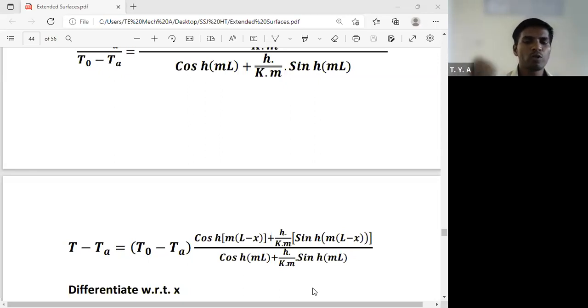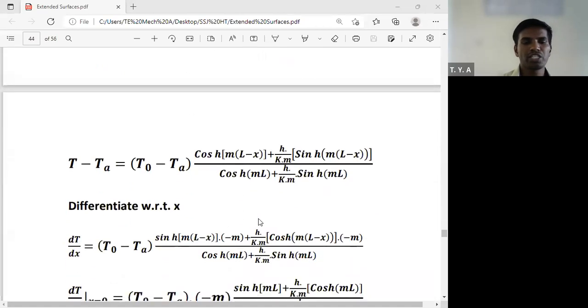Similarly, what is the derivative of sine hyperbolic mx? Look at the formula from yesterday, check whether the sign is negative or positive. And the sign is positive, isn't it? Okay, so all of you take the differentiation.